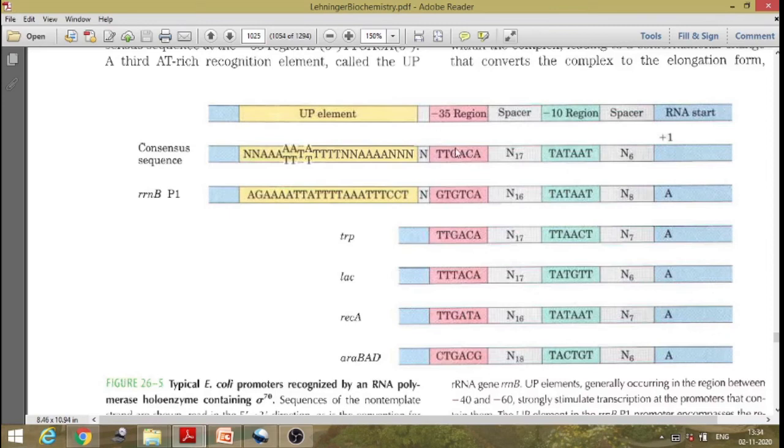These sequences, at the minus 35 region and at the minus 10 region, are important interaction sites for the sigma 70 subunit of RNA polymerase holoenzyme. So these regions are also called boxes. This region can be called the minus 35 box, and this region can be called the minus 10 box.